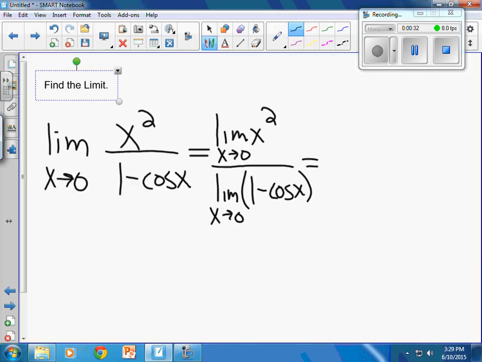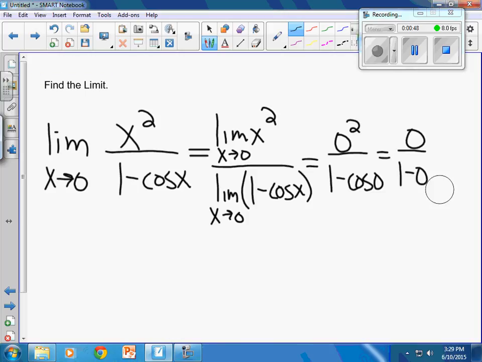X squared and 1 minus cosine of x are both continuous functions, so we can calculate their limits by substituting in the 0. 0 squared, of course, is 0. Cosine of 0 is 1. So our limit using the quotient rule would be 0 over 0.